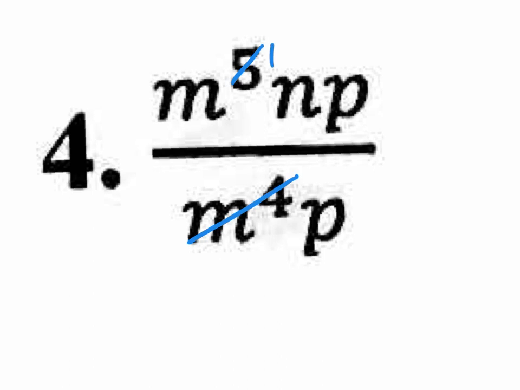Could I cancel out n with anything? No. How about p and p? Yes, those cancel, which means that they disappear. This p and this p, they're gone. So what's left over? M to the 1, and I don't even need to write m to the 1. So just m, and also n. That's what's left over up on top.